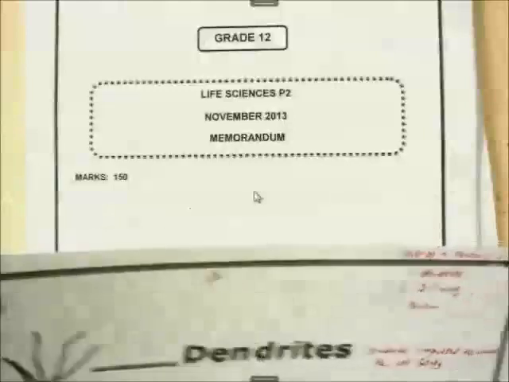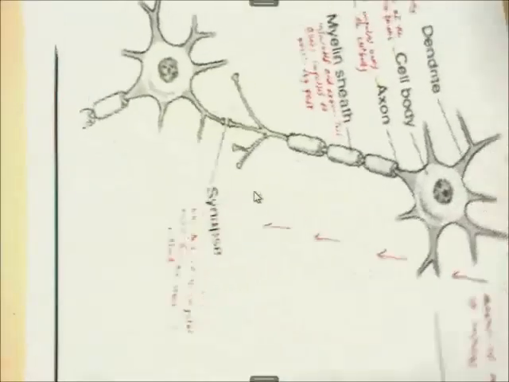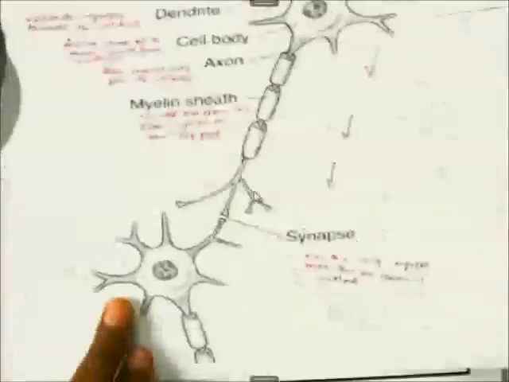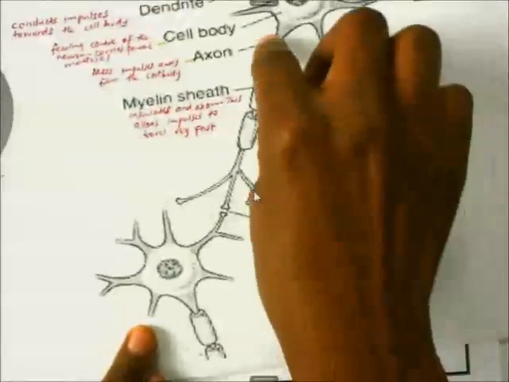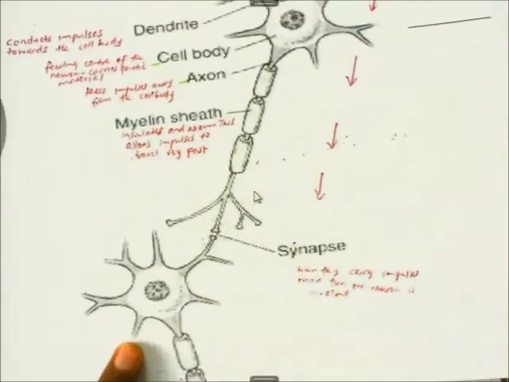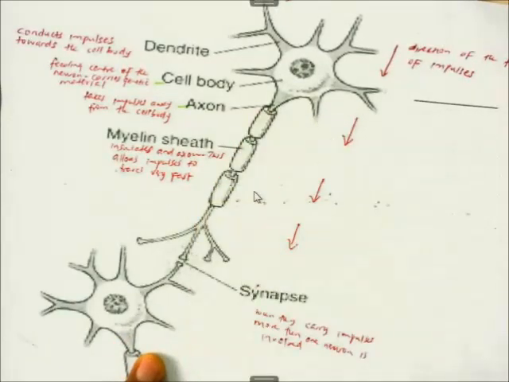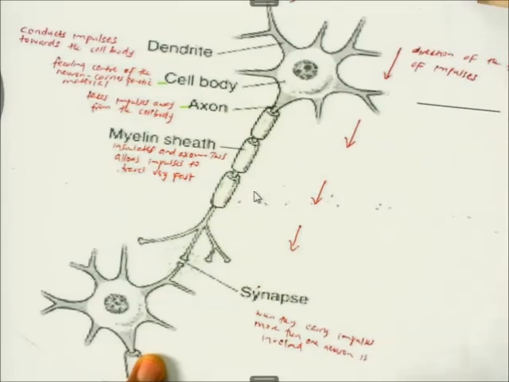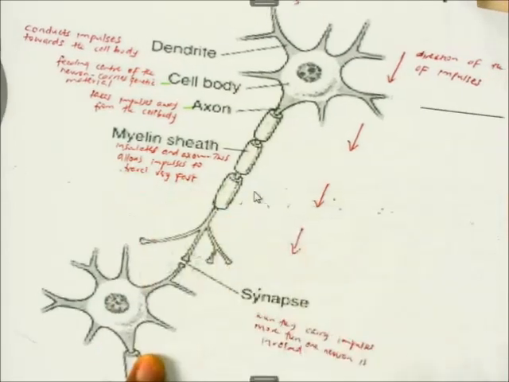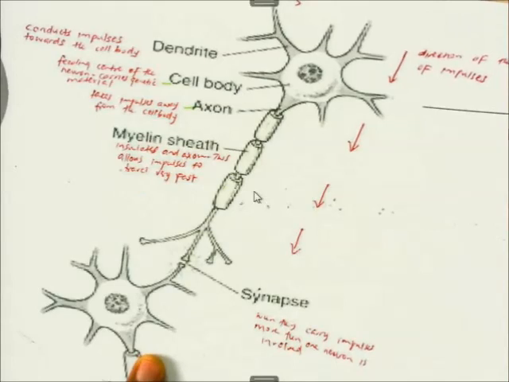The axon is covered by means of myelin sheath. Now the function of the myelin sheath in this axon is to insulate it. The insulation allows impulses to travel very fast.